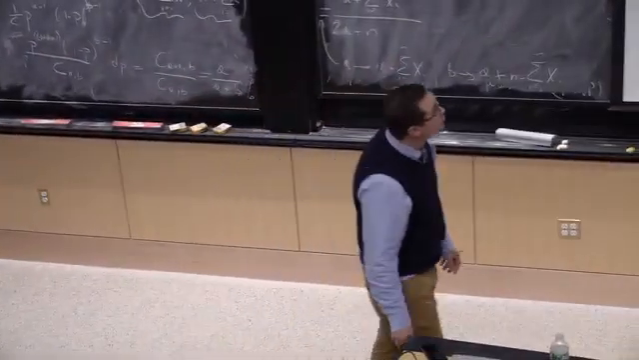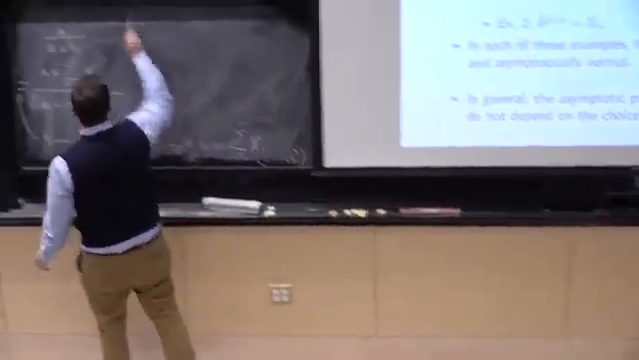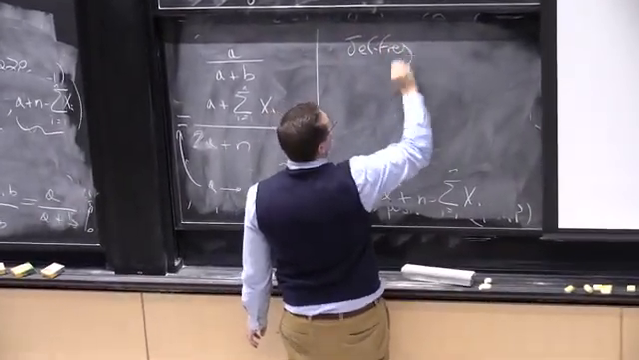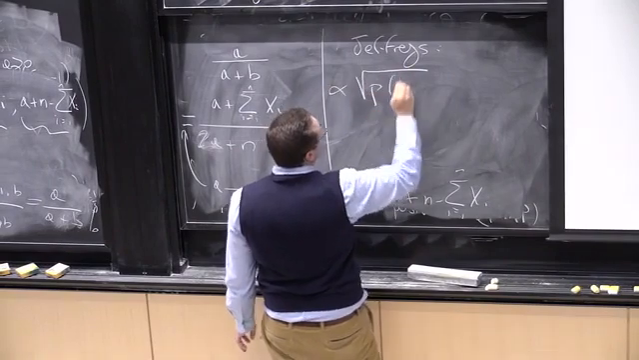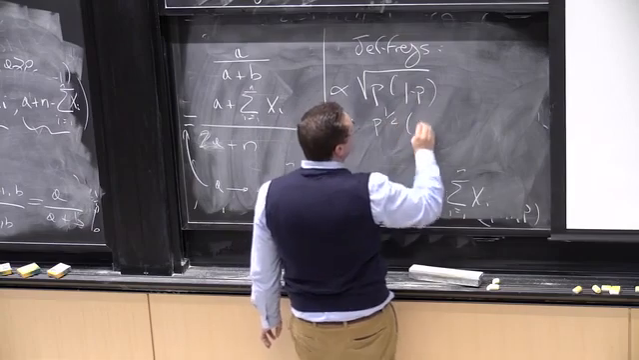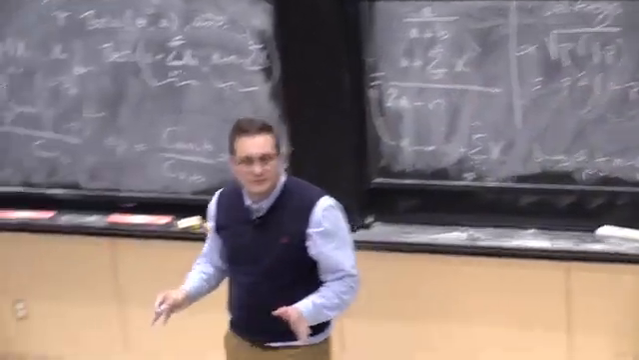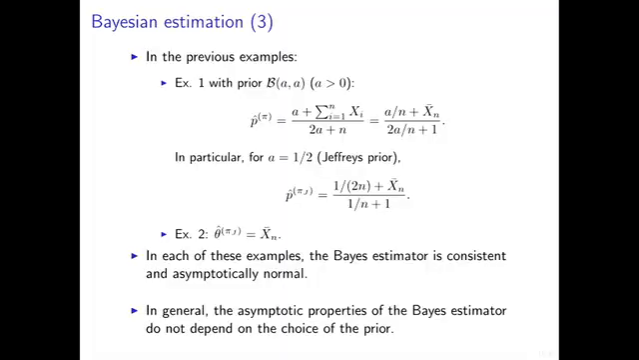So for A equal to 1/2, I claim that this is Jeffrey's prior, because remember, Jeffrey's was what? Well, it was proportional to the square root of p(1 minus p), which I can write as p to the 1/2, (1 minus p) to the 1/2. So it's just the case A is equal to 1/2. Okay, so if I use Jeffrey's prior, I just plug in A equals 1/2, and this is what I get.